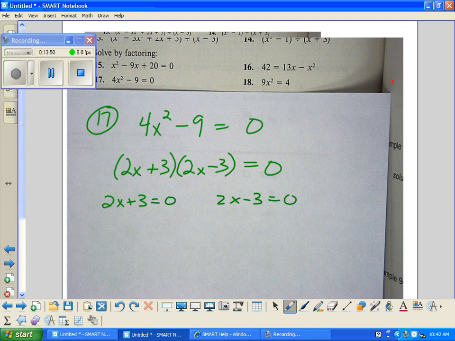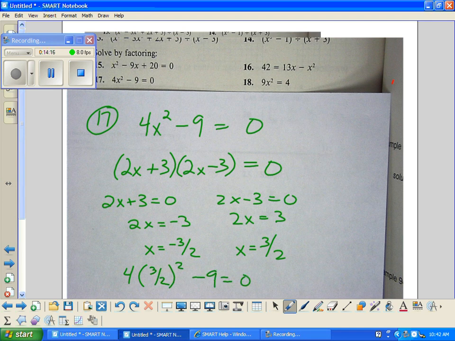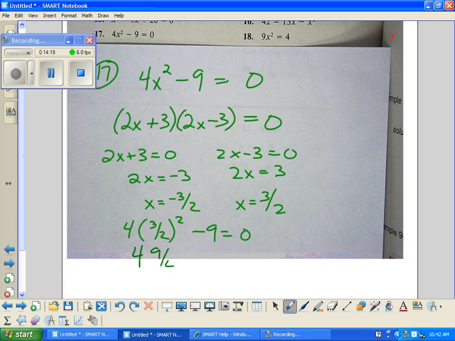And if you solve these, opposite side, opposite sign, I get negative 3/2, and I get positive 3/2. And again, if I want to check those answers, I didn't check the last one, let's check this one, just to be sure. I'll go with 3/2 squared times 4 minus 9 equals 0. I get 4 times 9/4, right? When you square 3/2, 3/2 times 3/2, I get 9 minus 9, and we all know that is 0. And we know also that if I put the negative sign in here, it's still positive. So both answers work.